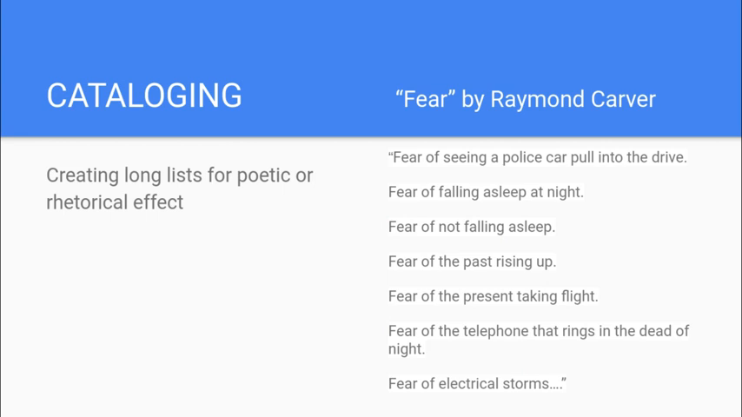Cataloging is just listing things. So in this poem, Fear by Raymond Carver, if you want to read that on your own, he's just listing a bunch of things that he's afraid of, right? Lots of things that cause him anxiety.